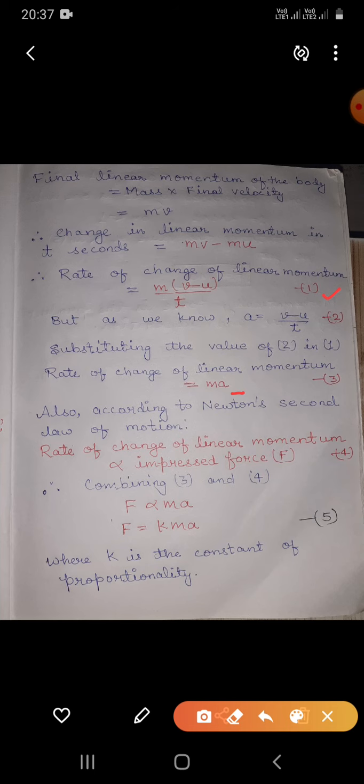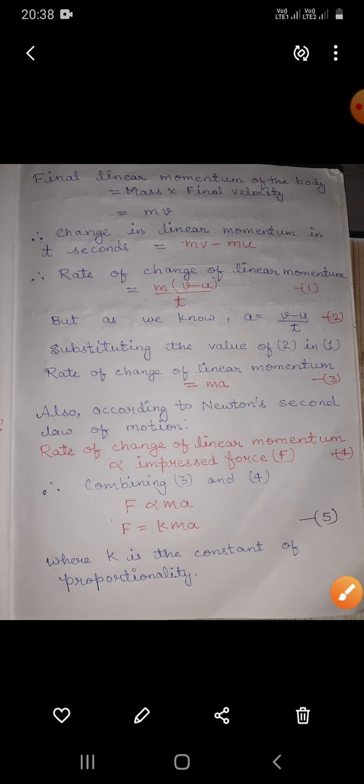Now also, according to Newton's second law of motion, the rate of change of linear momentum is directly proportional to the impressed force. Now combining equations 3 and 4, we get impressed force is directly proportional to mass into acceleration. This implies that F is equal to kma, where k is the constant of proportionality.